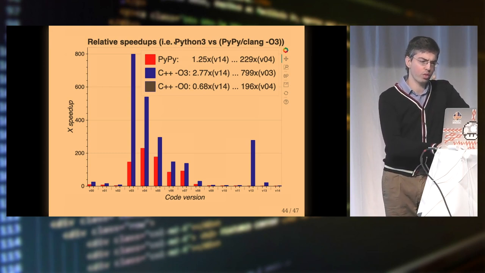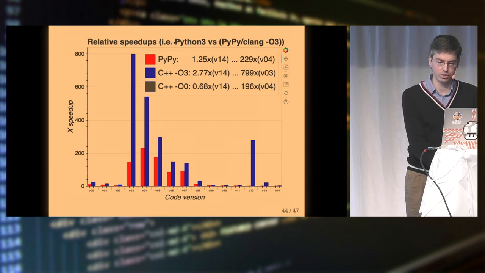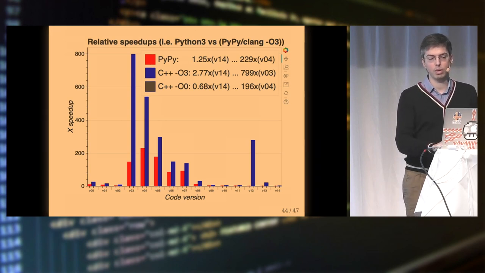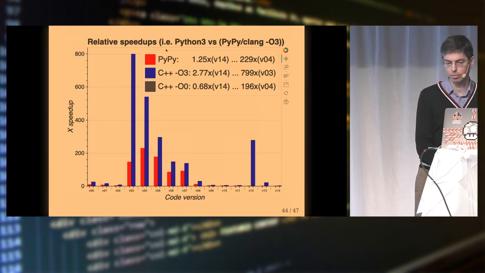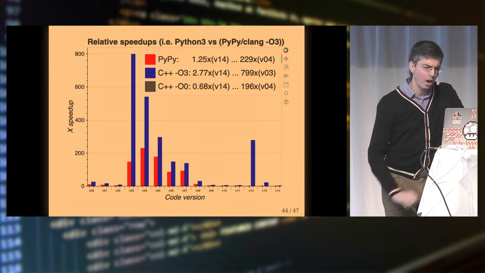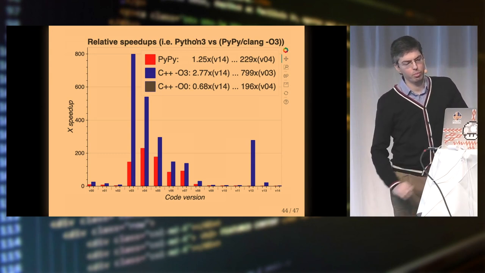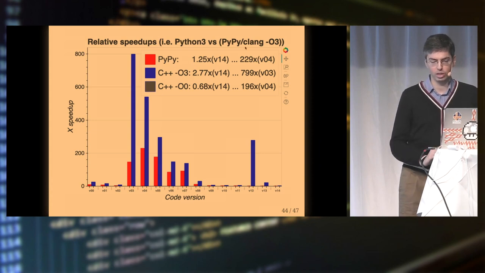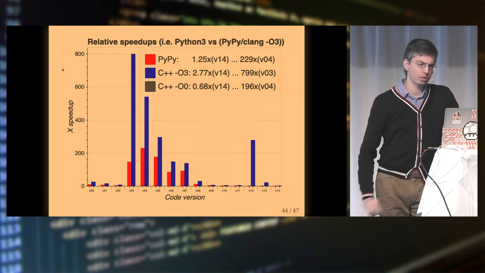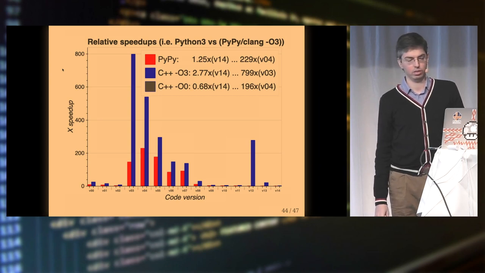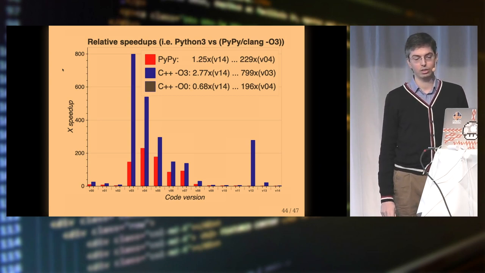Here we can also see that for these problems, PyPy was always faster than Python, and C++ was always faster than PyPy when using this flag. How fast? Well, from 1.25 to hundreds of times. I wanted to show this because PyPy can be very good compared to C++ as well. You can get hundreds of times of speedup, but this is very variable.